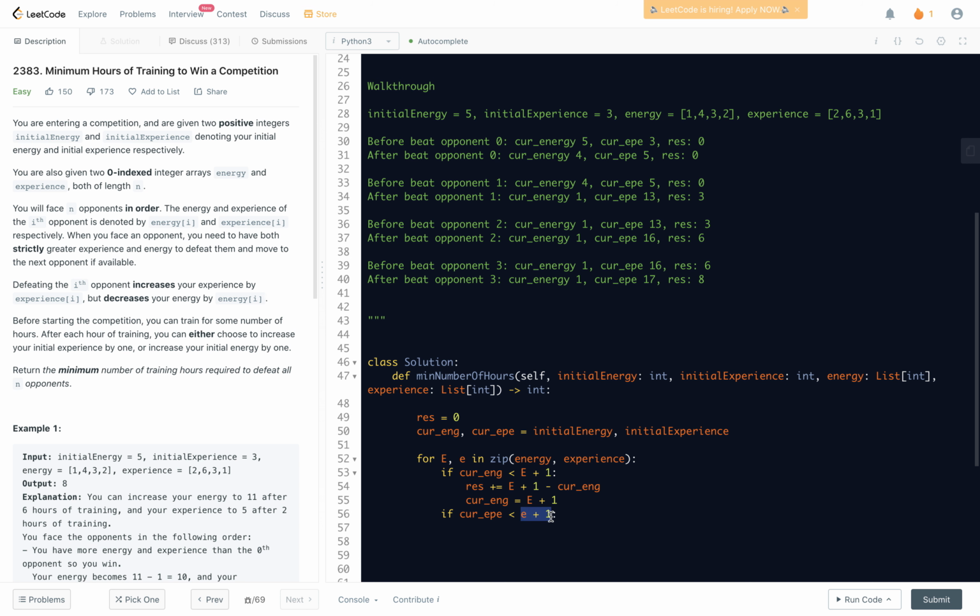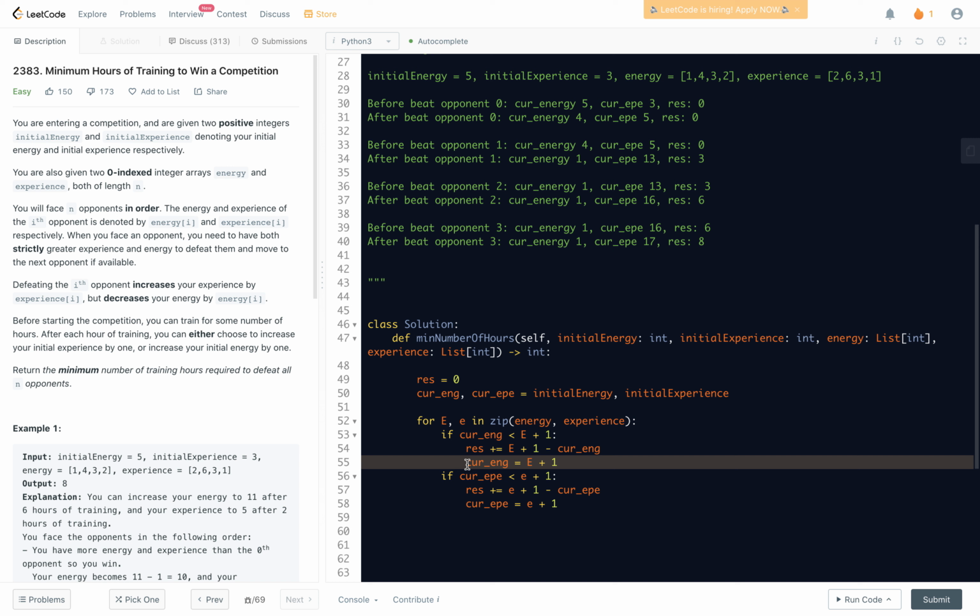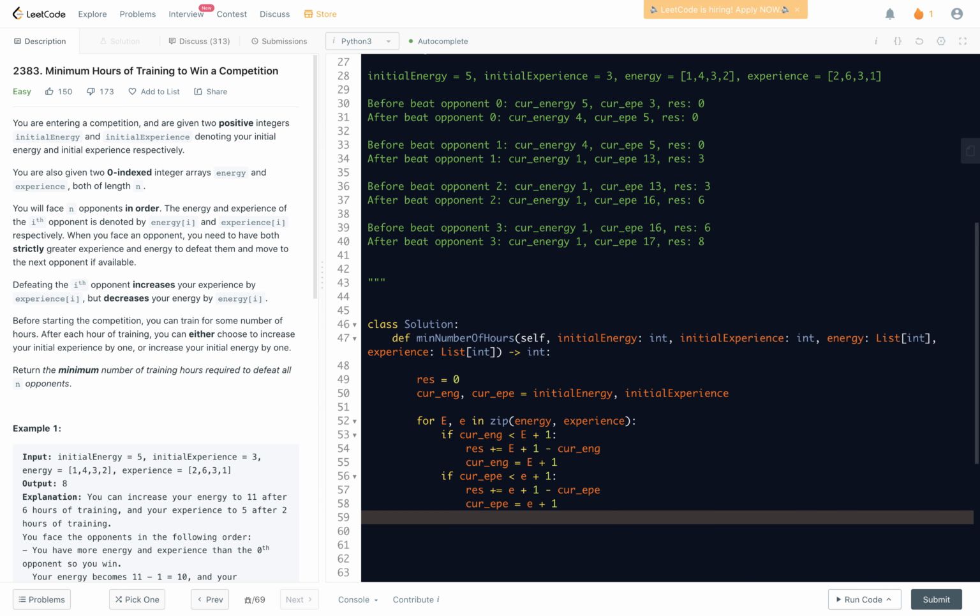Another situation is if the current experience is less than e plus 1. So we need training hours to gain up to this e plus 1 amount of experience. So the result should be incremented by e plus 1 minus the current experience. And then we're going to reset the current experience to be e plus 1 after training, right? After we check these 2 if conditions, this is for the current opponent.